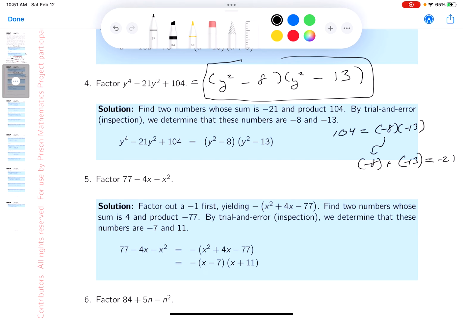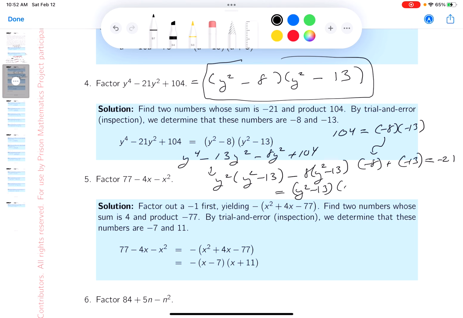All right? So what do they do next? They split the problem into a 4-term problem. It doesn't matter if you put the minus 8 first or minus 13 first. It really doesn't much matter. I'll put down y to the fourth minus 13y squared minus 8y squared plus 104. Then they factor. What do you get over here? y squared times y squared minus 13, and minus 8 times y squared minus 13. Does that factor nicely? y squared minus 13 is common between those two terms, and you're left with y squared minus 8. Do you get the same answer?